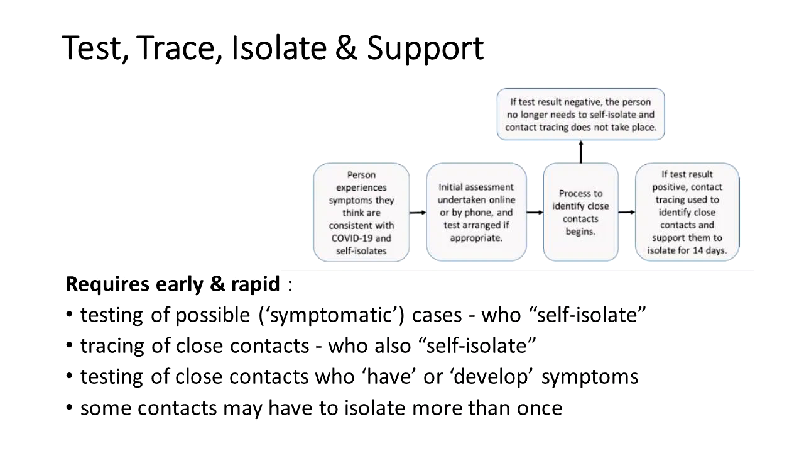We need to be able to do early and rapid tracing of the close contacts, because they also need to be advised to self-isolate. We need to offer early and rapid PCR testing to the close contacts who either have symptoms when we contact them or possibly develop symptoms during the 14 days of isolation. And because some people during 14 days isolation may develop symptoms, some individuals may face a scenario where they have to isolate for 14 days on more than one occasion.